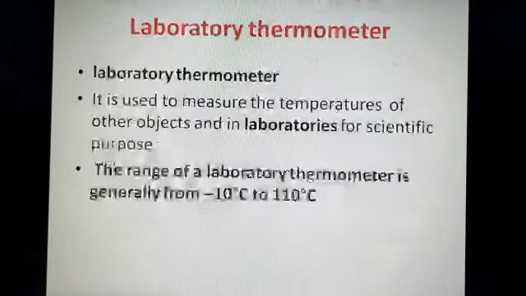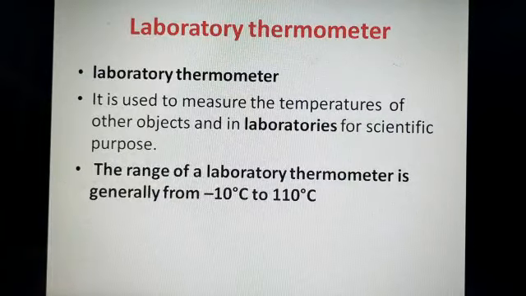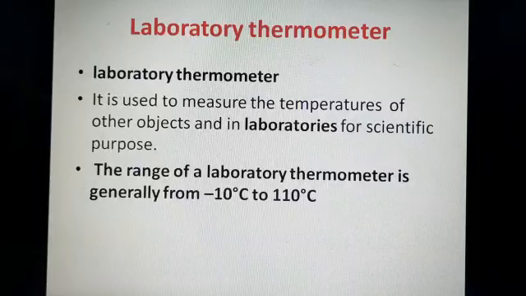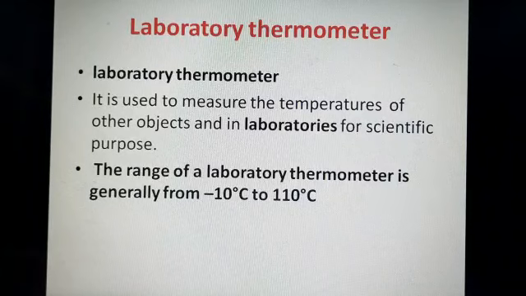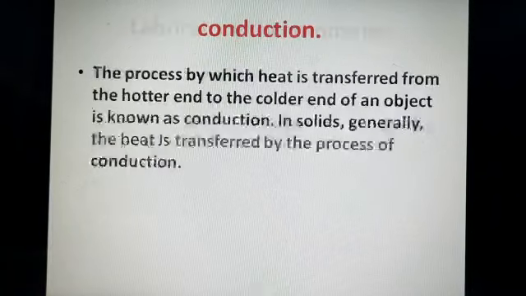Now laboratory thermometer. A laboratory thermometer is used to measure the temperature of other objects in a laboratory for scientific purposes, and the range of a laboratory thermometer is generally from minus 10 degrees Celsius to 110 degrees Celsius.